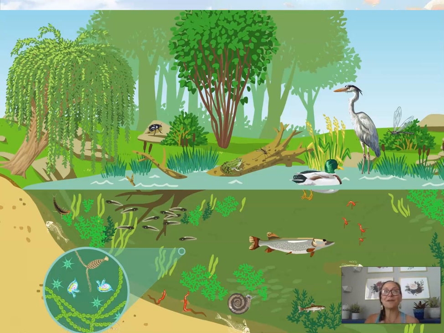So when we think about ecology, we can break ecology down into a couple different categories. We have population ecology that studies the interactions between individuals of the same population. Then you have community ecology that takes into account and studies the interactions between populations.